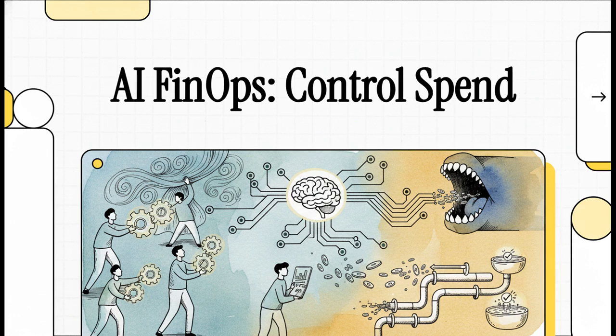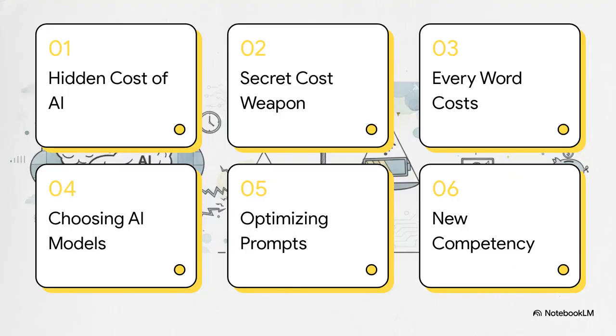We're talking about AI FinOps today, but specifically looking at how you, the employee sitting right at the keyboard, actually hold the ultimate power to control this new frontier of spending. Let's breeze through our agenda. We'll be covering the hidden costs of AI, your secret cost weapon, why every word costs real money, choosing your AI models, optimizing those daily prompts, and wrapping up with a brand new professional competency.